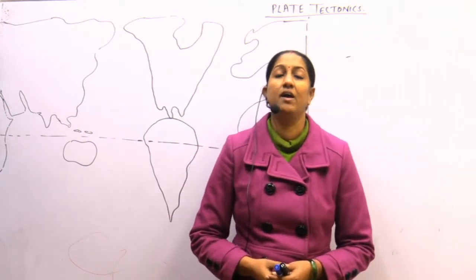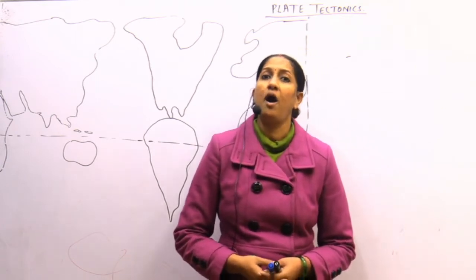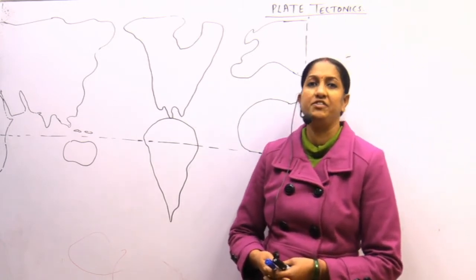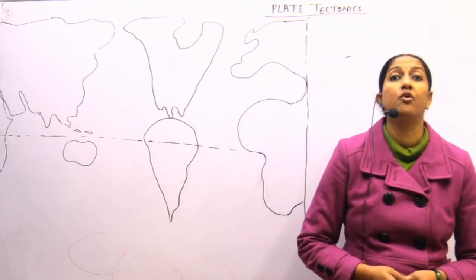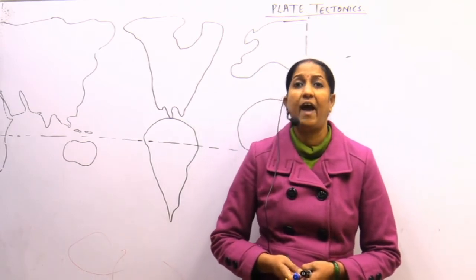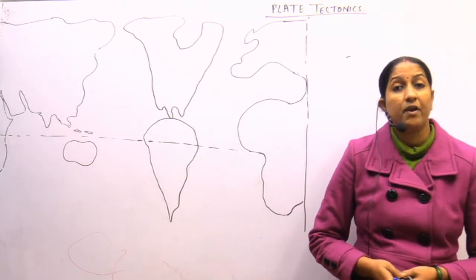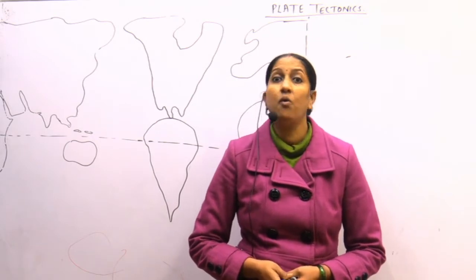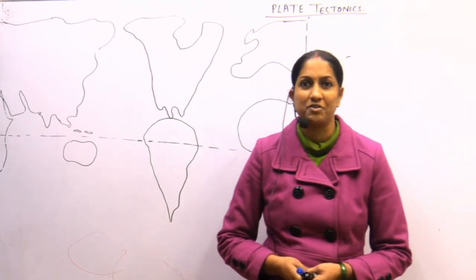Hello friends, our today's topic is plate tectonics. If we talk about Earth's surface, it is very dynamic, it is ever changing. If we look at our Earth's surface, at some places we'll find the Rockies, Andes, Himalayas, various mountain ranges, canyons, etc. But if we go around 200 million years back, then there would be no Rockies, no Himalayas.